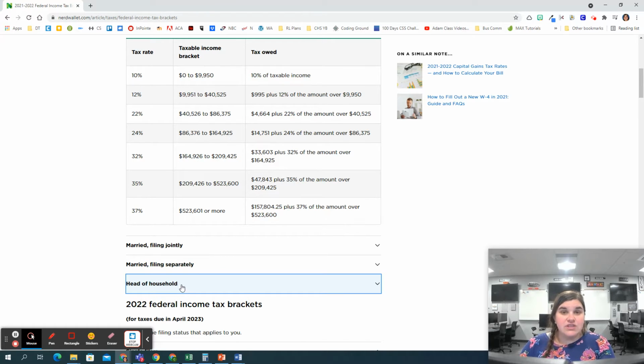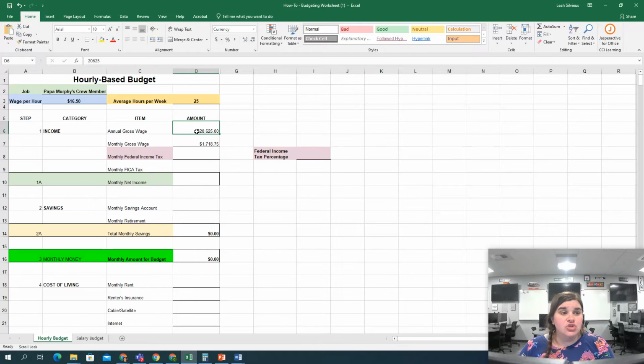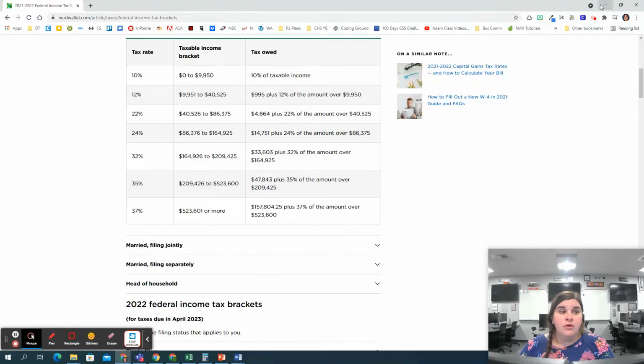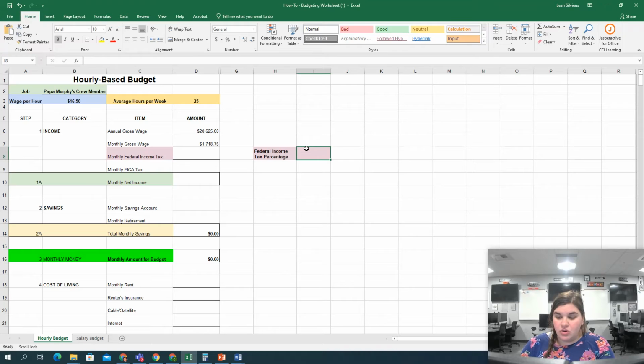What's also important is your annual income. This is really hard because some of us keep picking our monthly income. So my annual income is $20,625. So if I look at this column right here, I'm going to sit between $9,000 and $40,000 because I have $20,000. So I'm going to pay a 12% income tax. So on my spreadsheet, I'm going to go ahead and put 12% here so I know what percentage it is.